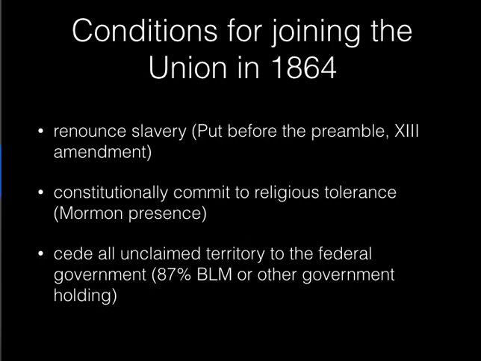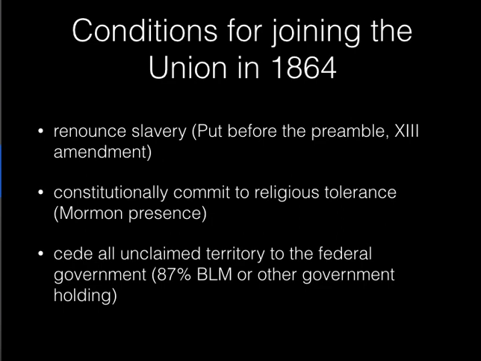All right, this you definitely need to know. These are the conditions for which we became a state, conditions for us joining the Union in 1864. The federal government said, okay, Nevada, we'd like you to become a state, but we need you to promise us three things. One is to renounce slavery, because all of the western states, as they were added to the Union, were renouncing slavery as they were coming in. This is pre-Civil War, pre-abolition of slavery. So they said you need to renounce slavery, and we put it in the preamble of the Constitution.